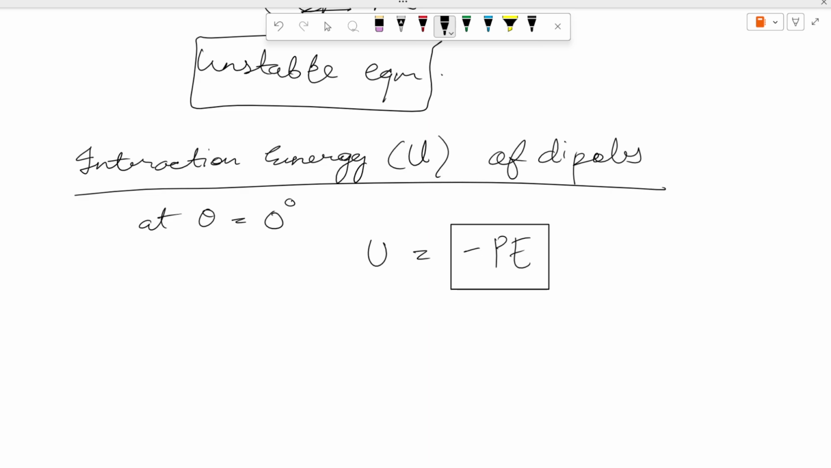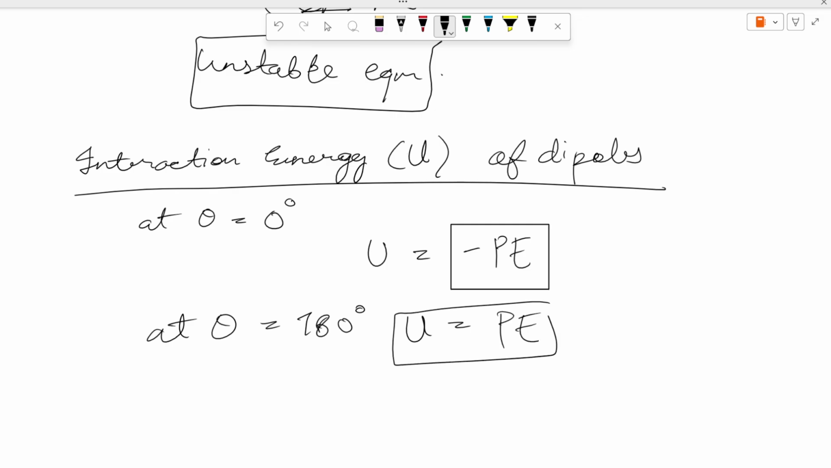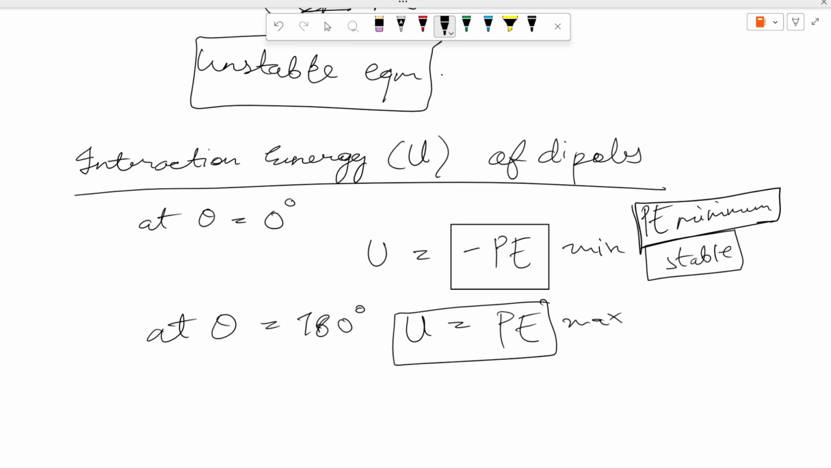You might not be able to understand or visualize it yet, but the maximum PE that we can get is at theta equals 180 degrees, right? This is PE, so this is the maximum value. This is the minimum value. What does this tell us? We have already studied in chemistry that when the potential energy is minimum, the equilibrium is stable. Stability is achieved when the potential energy is minimum.